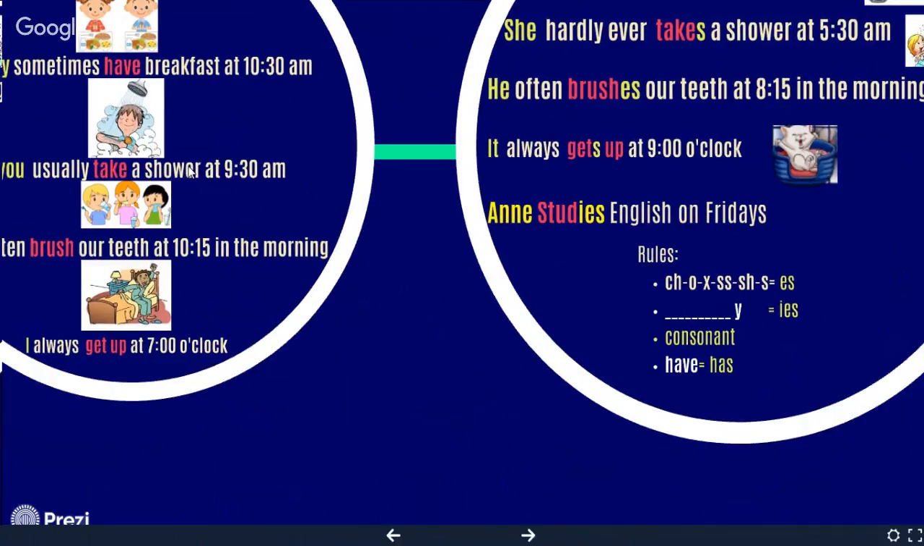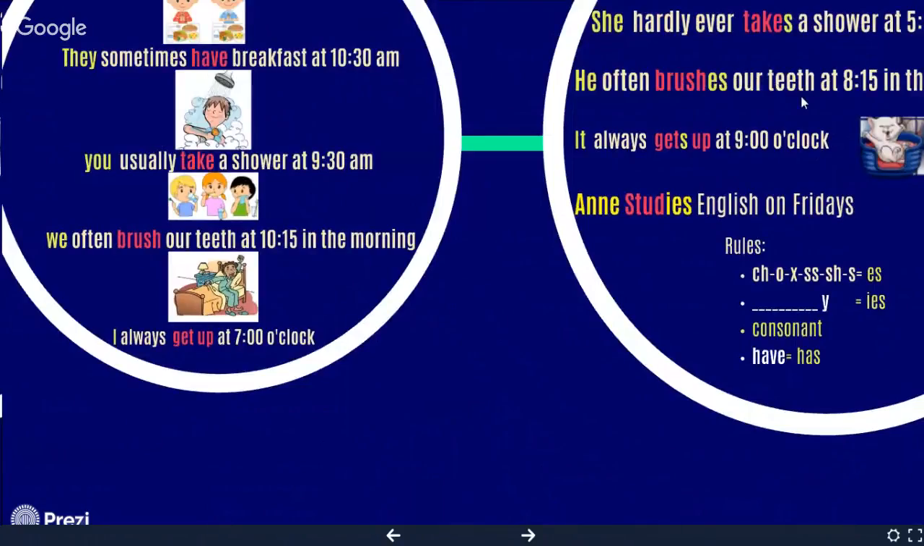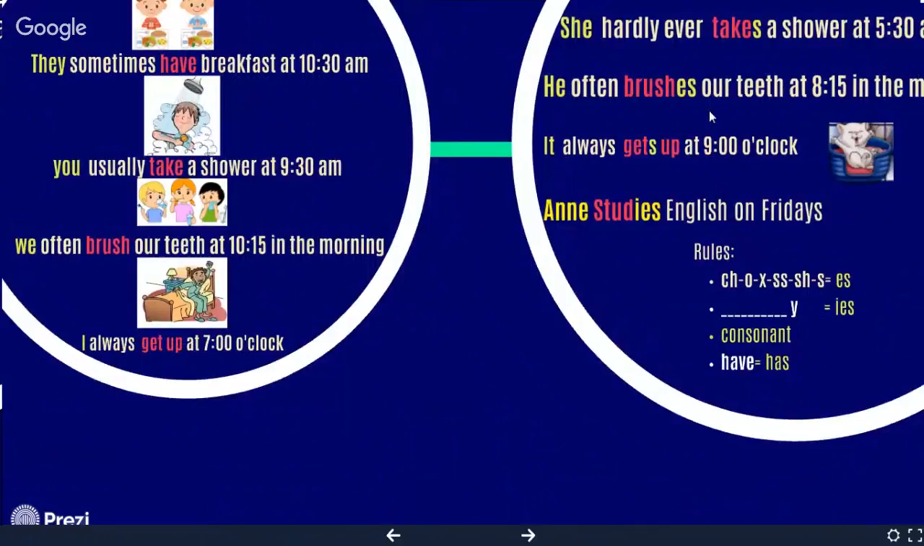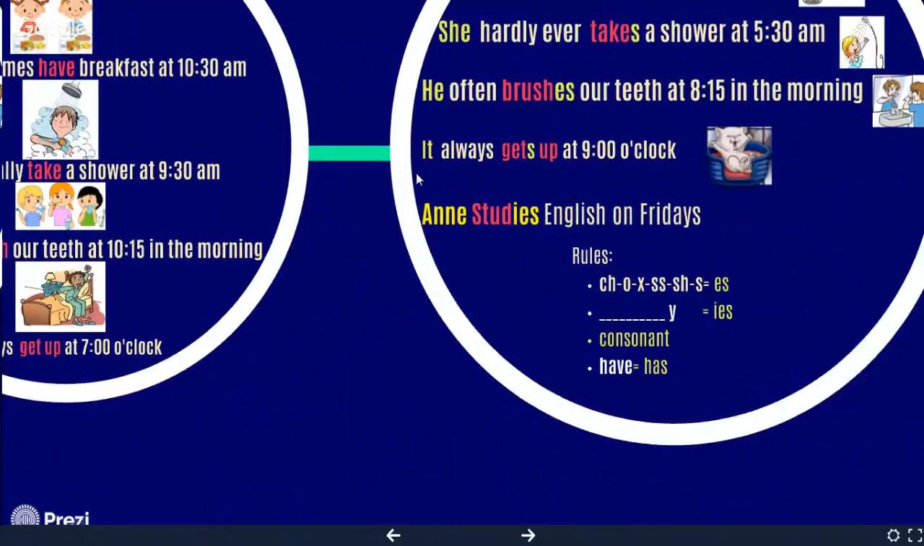He often brushes his teeth at 8:15 in the morning. I always get up. No, excuse me. It always gets up at 9 o'clock. And the other is about the verb study. Study finishes with the letter y, but before it there is a consonant, the letter d. For that reason I change the letter y to the letter i, and add es, and say he studies English on Friday.